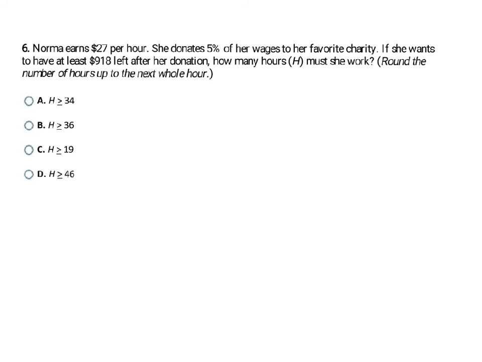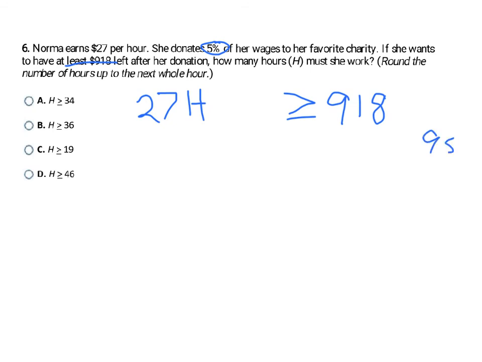So we know that she wants to have at least $918 left. So that means she wants to have greater than or equal to $918 left. And so to calculate how much money she makes, you're going to take $27 times each, which is the hours that she works. However, 5% of her wages go to a charity, which is very nice of Norma. However, that means that she's only getting to keep 95% of her wages. So that means she brings home 95% of her wages.